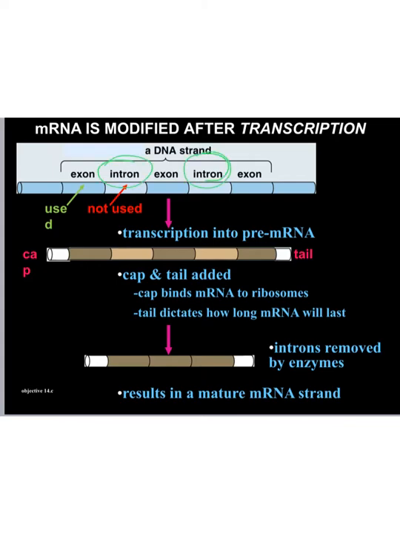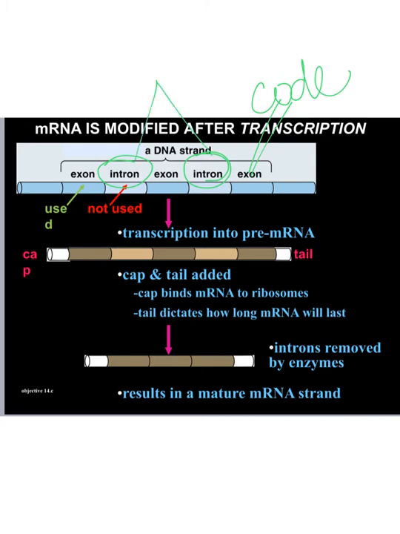There are sections of the DNA strand. Some pieces or sections are called exons, and some are called introns. We know that the parts of the DNA that actually contain the code for the protein that we want to make are the exons. So the exons contain the codes.